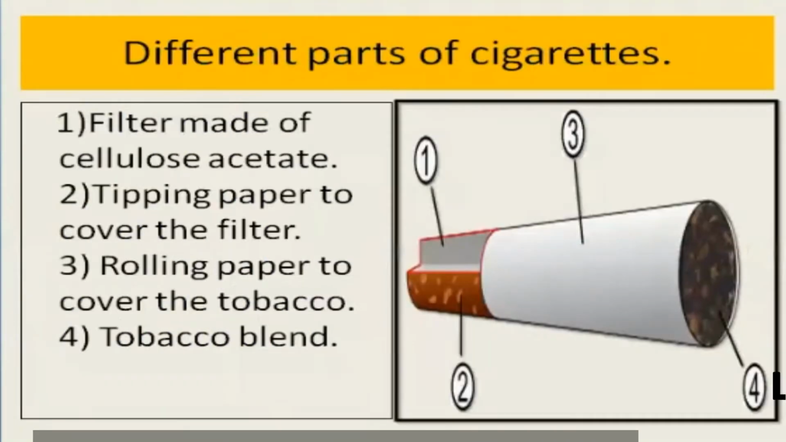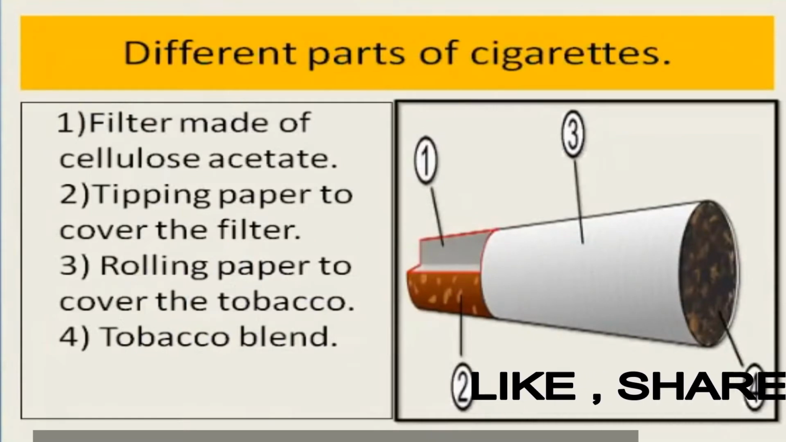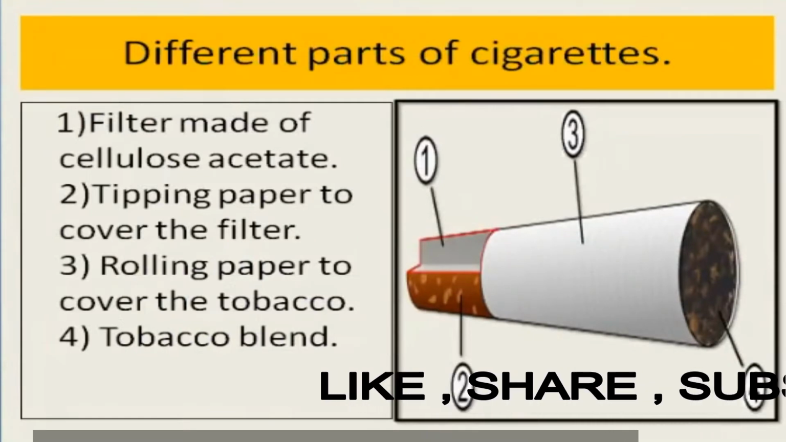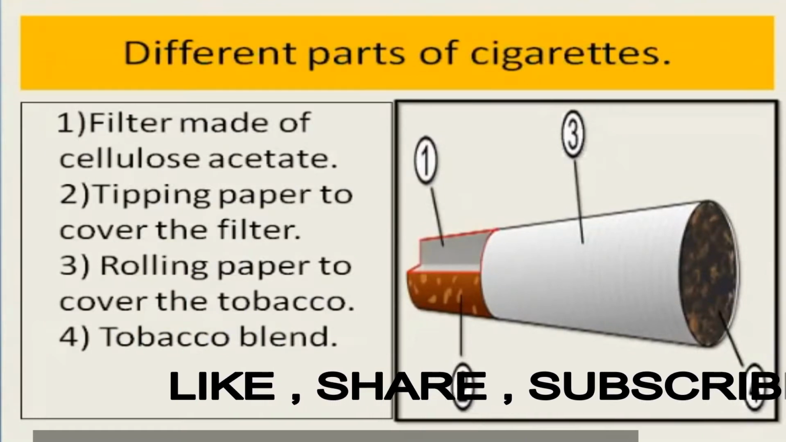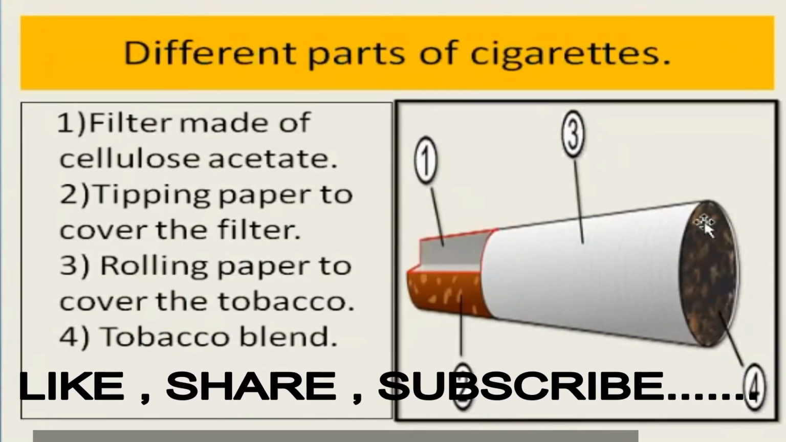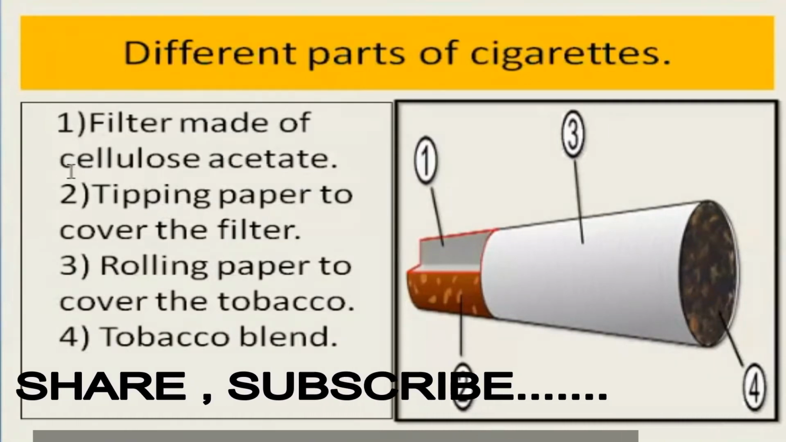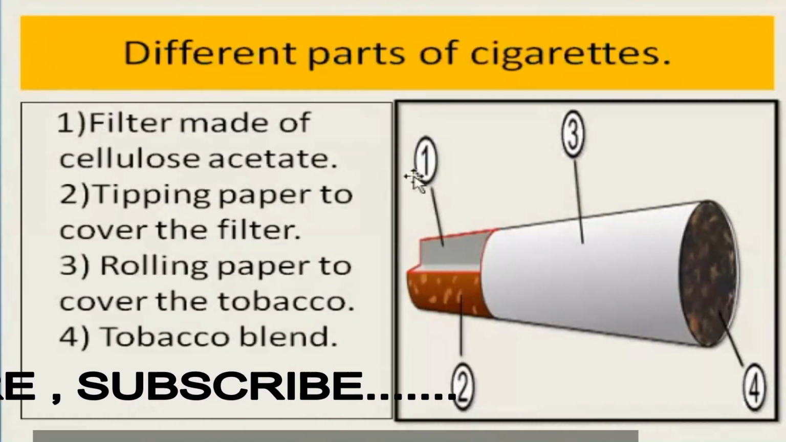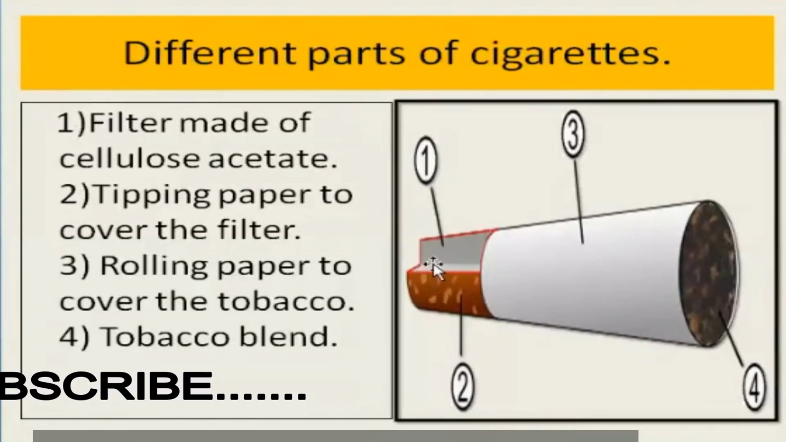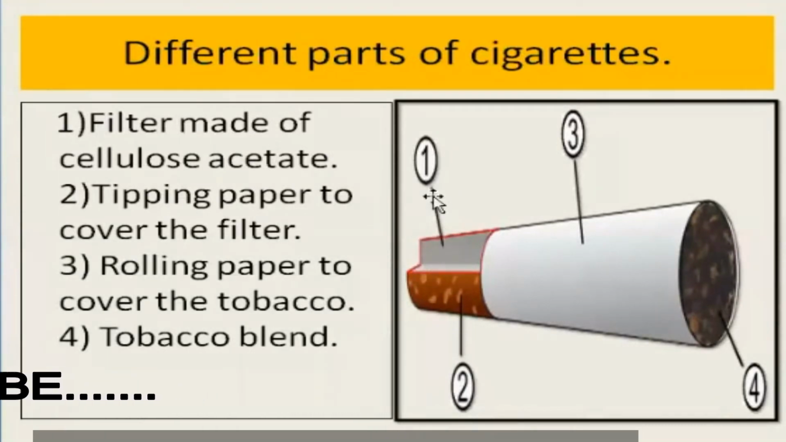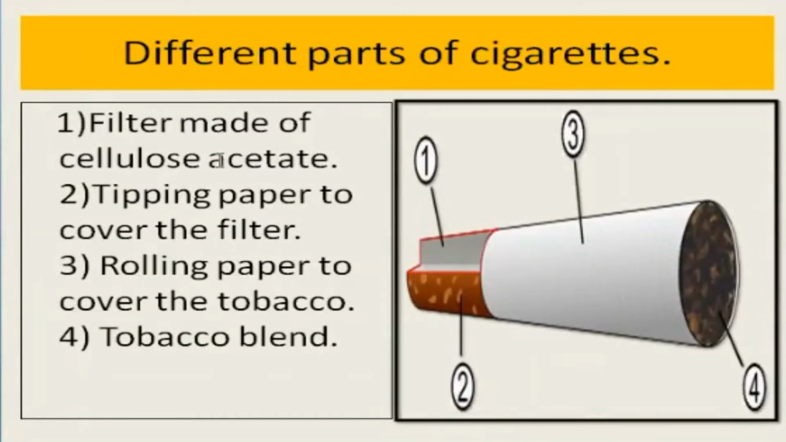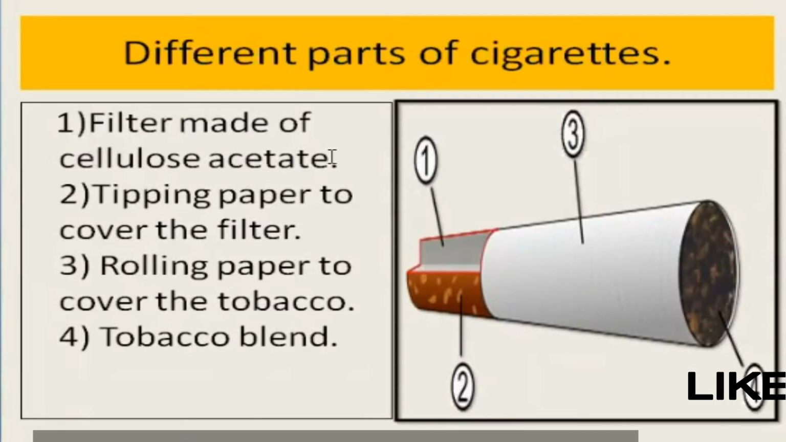The next one, and the very important part, is different parts of cigarette. This is the one you have to write down, which is very important for your exams. On the right hand side there is a clear picture you can see, and on the left hand side it is mentioned point wise. So point 1 you can see over here. This part of the cigarette is called the filter, which is a very important term, please note it down, and it is made of cellulose acetate. It's nothing but a fiber of the plants.